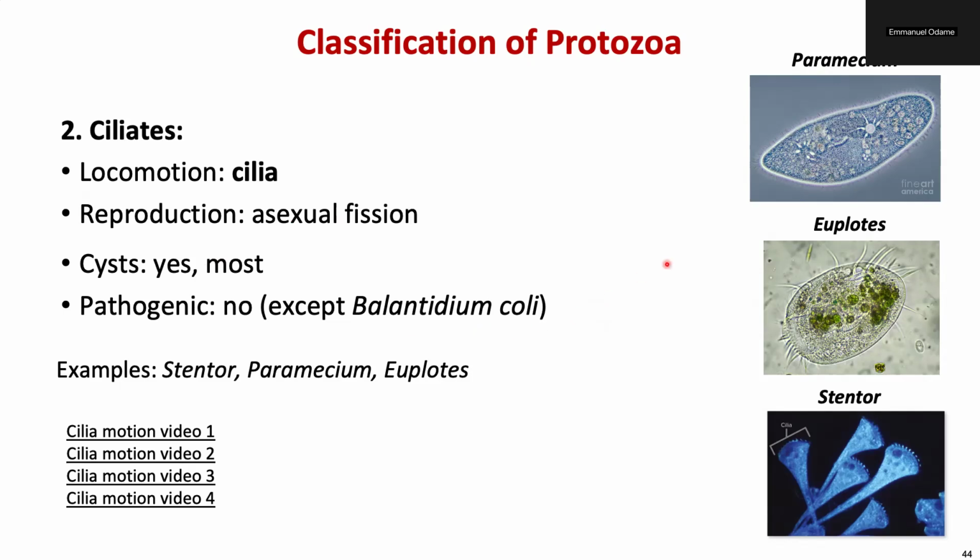Here, you can appreciate how diverse they are. For example, in Paramecium, you can see a lot of cilia all over its cell, and here the Euplotes has a similar one. Please click on this video and watch it.